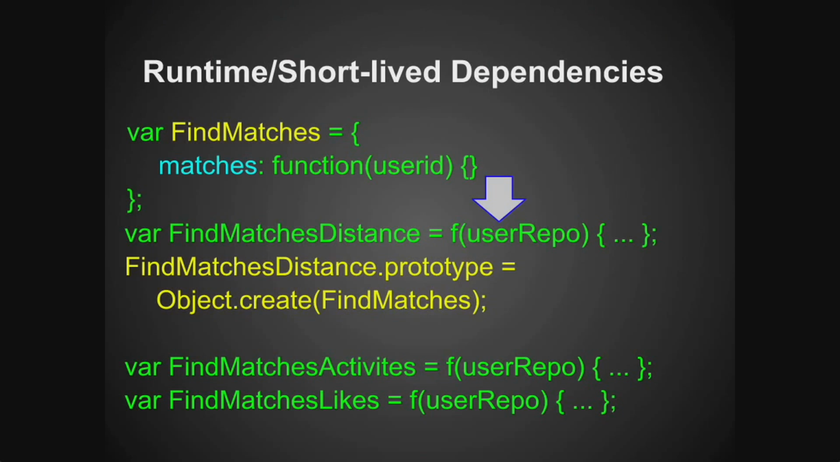So the first step here, of course, is to create an interface called find matches. This is given a user ID. It's going to return a set of matches for them. And then we're going to create some implementations of this interface. Again, here's that F is just short for function because there wasn't enough room on the slide. So I have a constructor function here. Here's one for distance. Here I'm going to say I'm going to implement the find matches interface. And then I have some other objects here. I've got one for activities. I've got one that's going to find your closest matches for likes and whatnot.